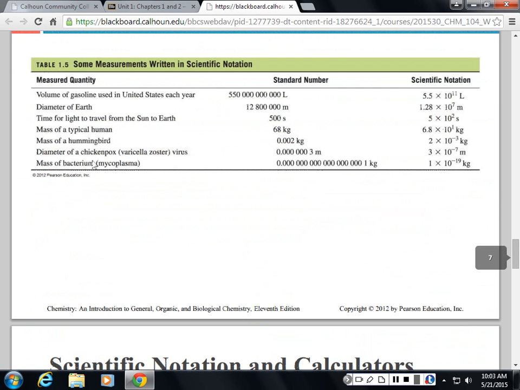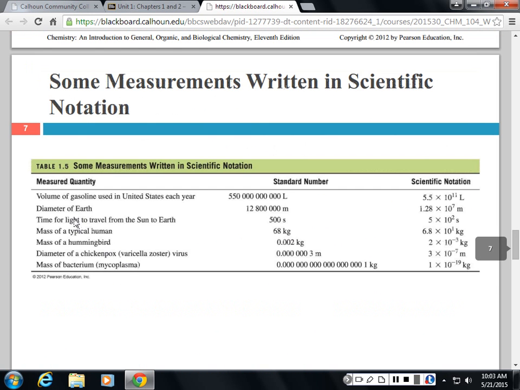These are kind of nice little facts. They're from 2012, so somewhat recent. The volume of gasoline used in the United States is a really large number. So if we move our decimal to the left 11 spaces, in scientific notation, 5.5 times 10 to the 11th looks a lot nicer. Mass of a hummingbird, so there's your negative 3. For 68, it shows scientific notation, but that's not a number that I would put into scientific notation. It looks fine just as 68.